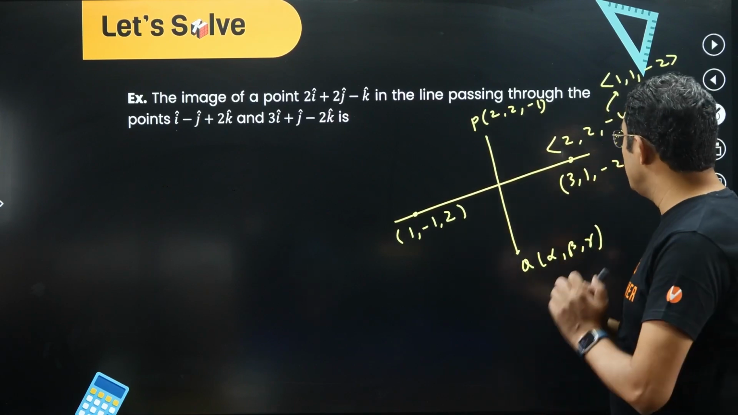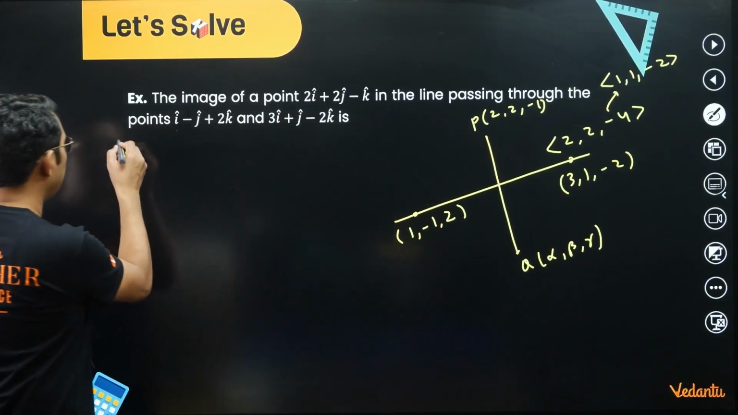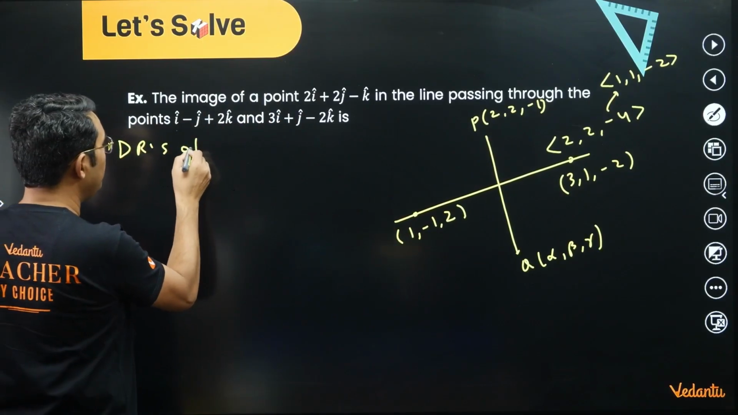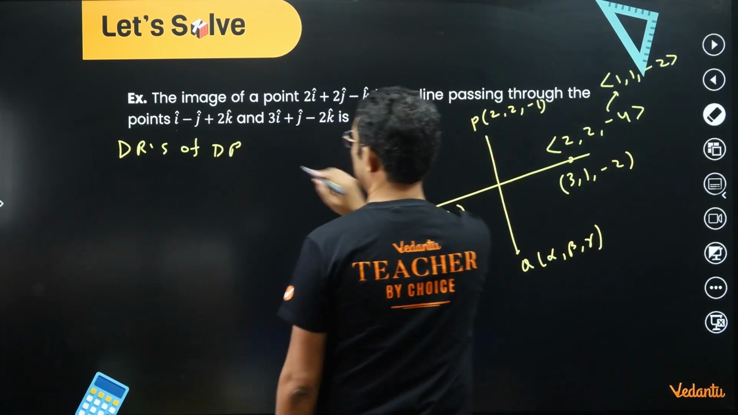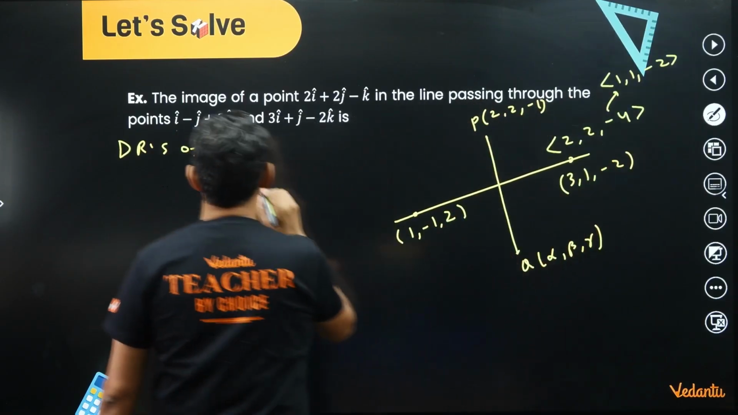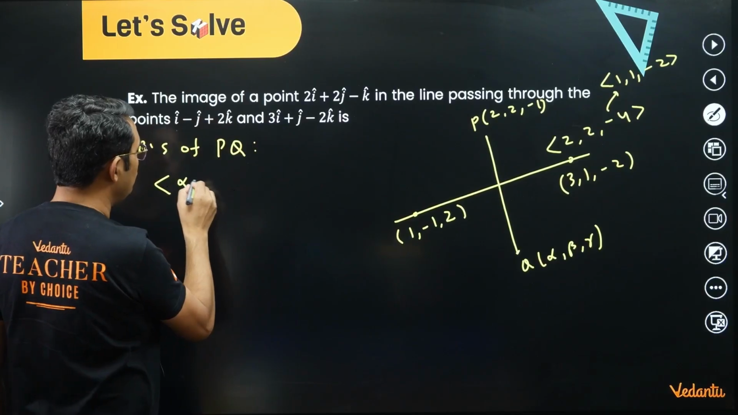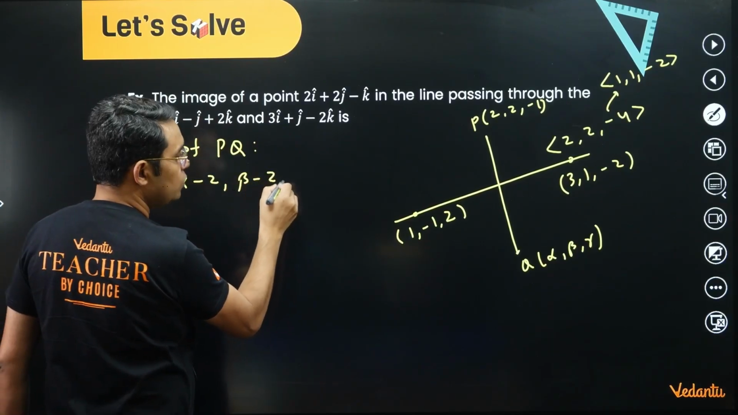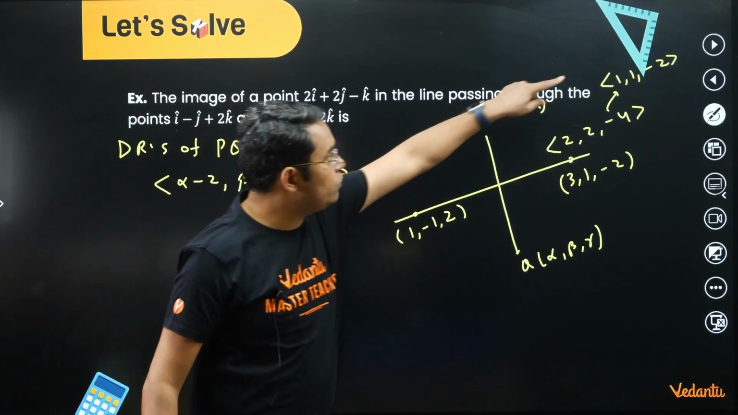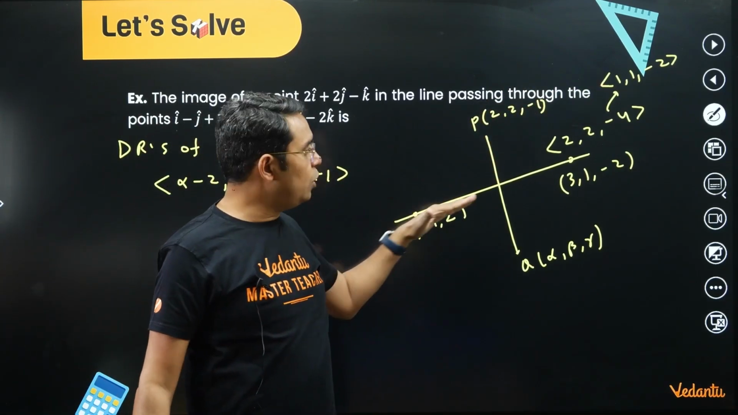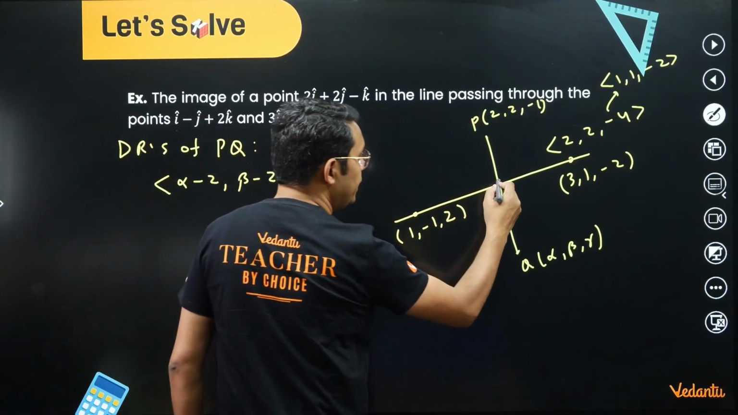So there are two things that we need to understand. One, that this PQ will be perpendicular to this line. The direction ratios of PQ would be, you take the difference of alpha with 2, beta with 2 and gamma with minus 1, so it will become plus 1. Now this direction ratio with the direction ratios of this line should be such that their dot product becomes equal to 0 because these two are perpendicular.